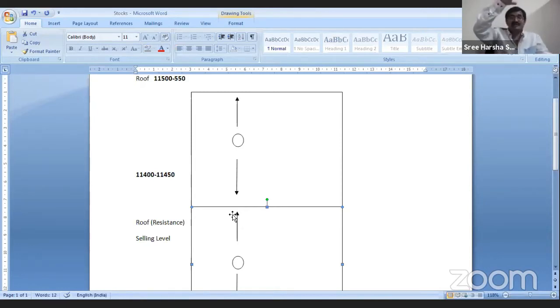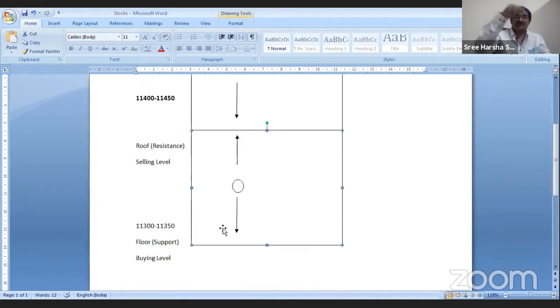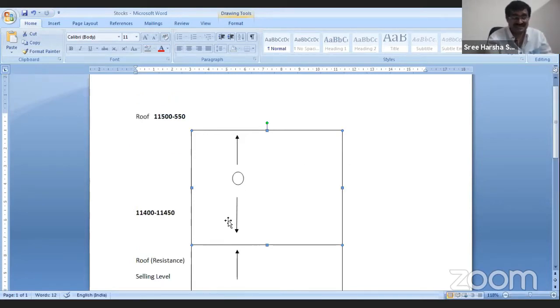And from that place, when I throw this ball, it breaks this roof and lands on the first floor. And when it lands on the first floor, whatever is the floor for the first floor is the roof for the ground floor. Okay, so the concept here is, whenever this resistance gets broken, this resistance is going to become a support, and whenever the support is going to get broken, the support is going to become the resistance.